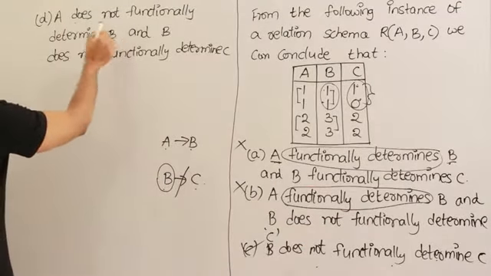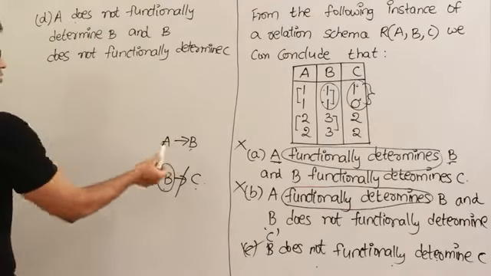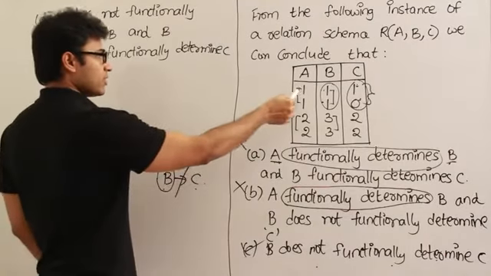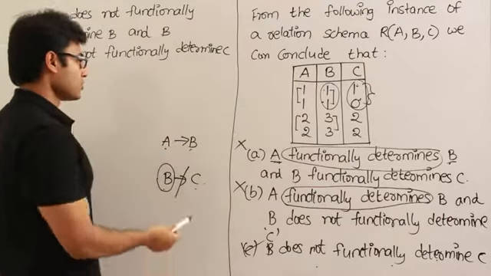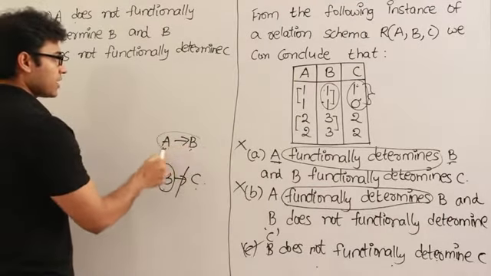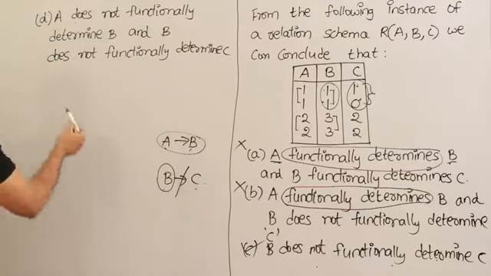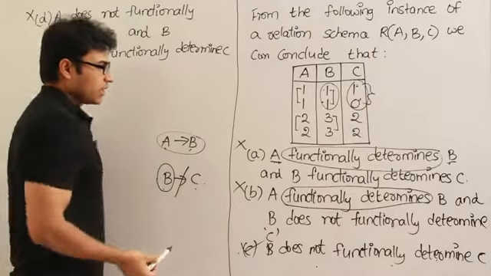Now what about this? A does not functionally determine B. I am not able to rule it out, because it looks as if for this instance it is true. So from this instance I cannot derive that A does not determine B. So I cannot say that, right? So the only option possible is this. So be careful with this.